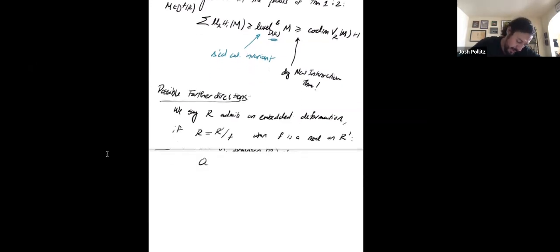If, when we looked at this factorization, well, I guess maybe I'll just write it out. So if you can write R as R prime mod F, where F is a non-zero divisor on R prime. So in other words, when you look at the factorization, sorry, completion always, okay.